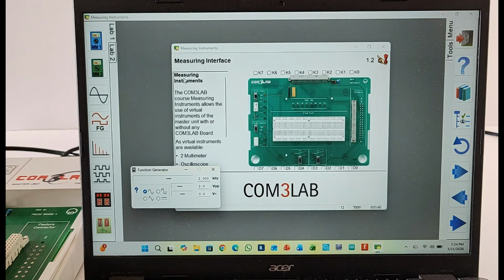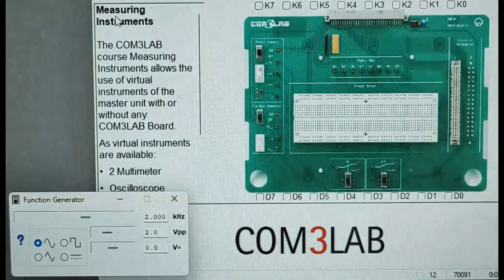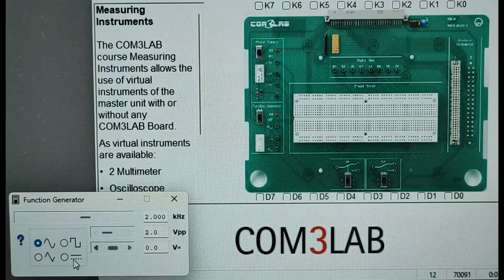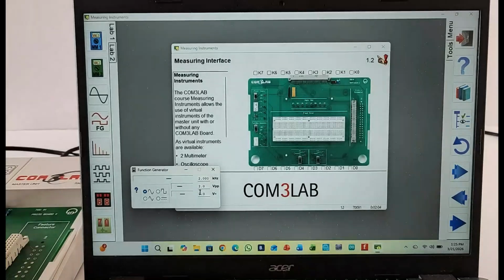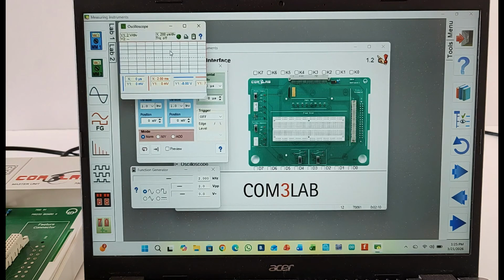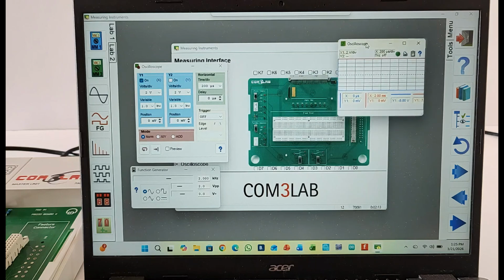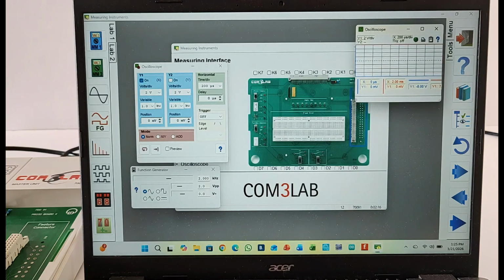Here we have the companion software of our COM3 Lab proto board, where I have just set the function generator to output a sine wave with a 2 volts peak-to-peak amplitude and a frequency of 2 kilohertz. As you can see from the lower left-hand side: sine wave, 2 kilohertz, 2 volts peak-to-peak. Let us now open the oscilloscope of the COM3 Lab software. Let me put the display here on the right-hand side, a little bit bigger.